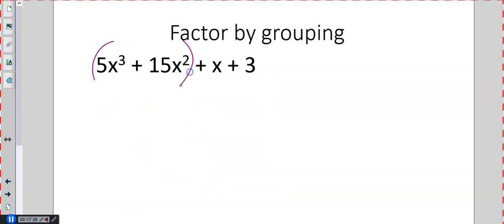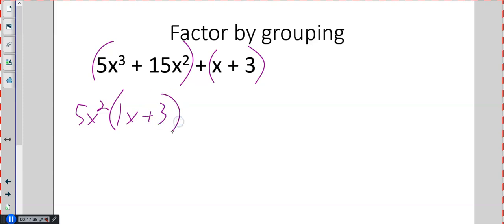All right. Group them. Take out what you can. Divide. 5 divided by 5 is 1. X cubed divided by x squared is 1x. 15 divided by 5 is 3, and the x squared is canceled. Now, this is a tricky one. I need x plus 3.